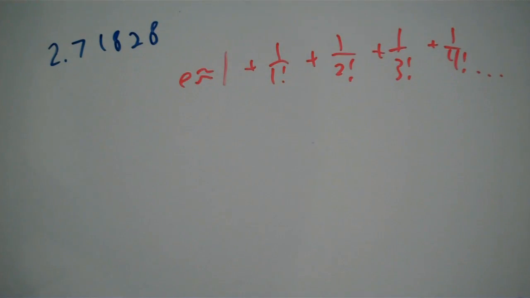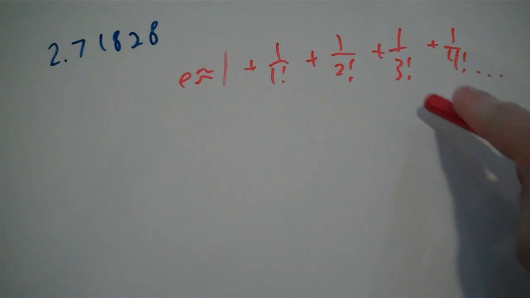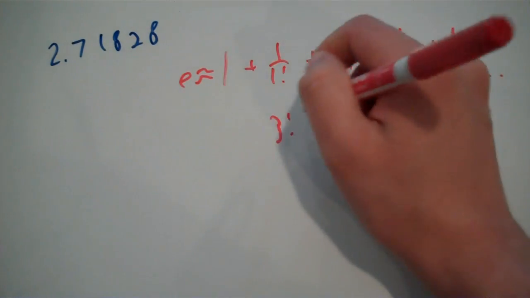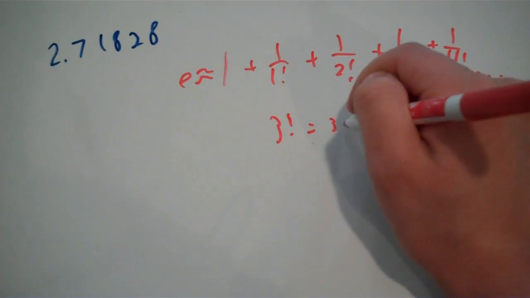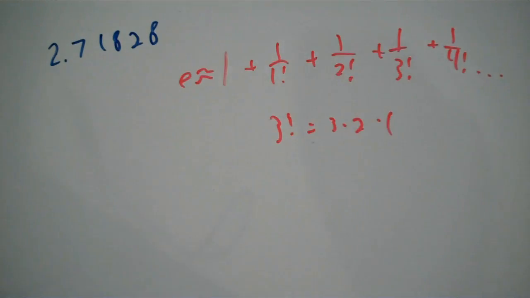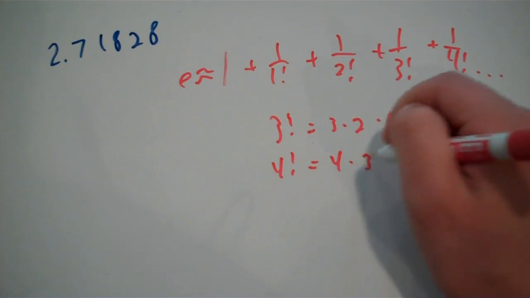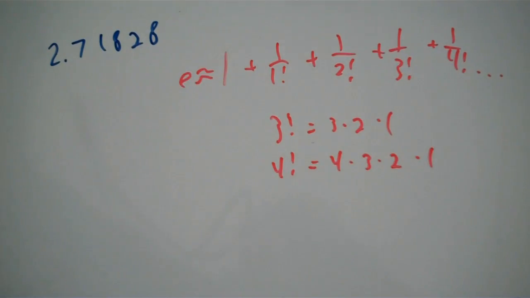Now, in case you're not sure what a factorial is, it's this little exclamation point. And what that means is, when you take the factorial of a number, you take that number and multiply it by all previous integers. So what I mean by that is, say we have 3 factorial, that means we take 3 times 2 times 1. Or if we have 4 factorial, that means we take 4 times 3 times 2 times 1. And that's essentially what a factorial is. It just kind of continues this pattern for each number.